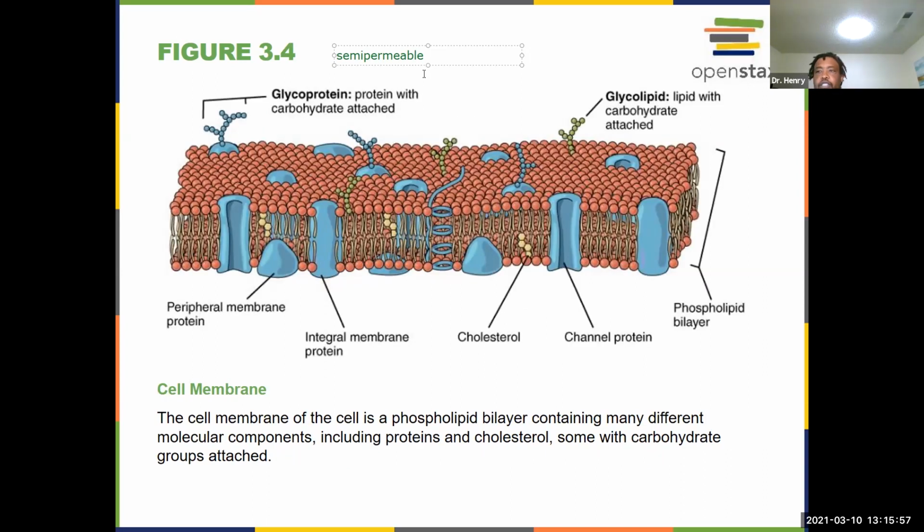So this here is showing you the cell membrane, and the key components are the proteins that are embedded in the membrane. Some of them are going to go from one part of the membrane, the outer part, to the other side. Those are called integral membrane proteins. Some of them are going to be peripheral, meaning that they just sit on one side or the other. Okay.